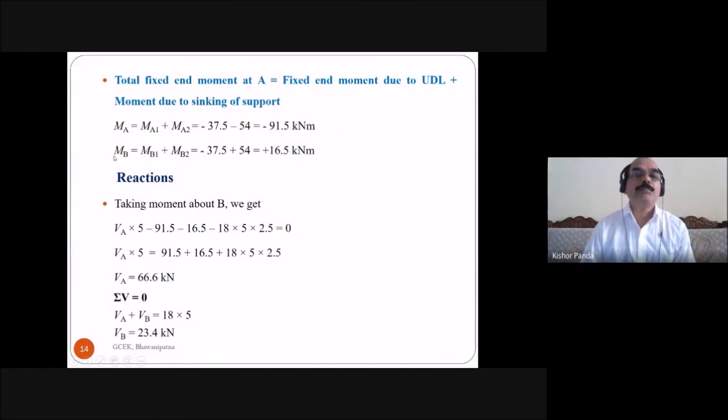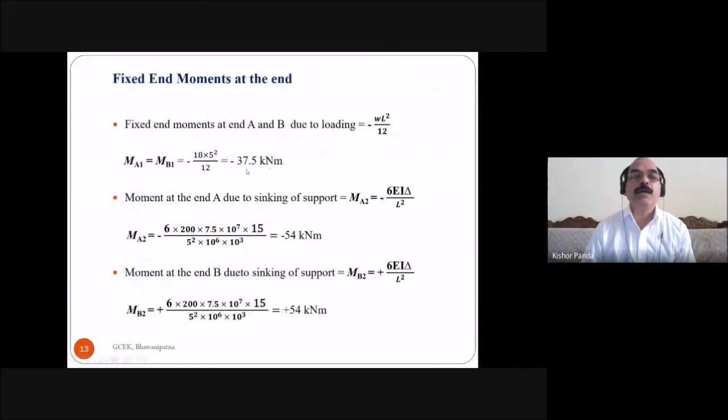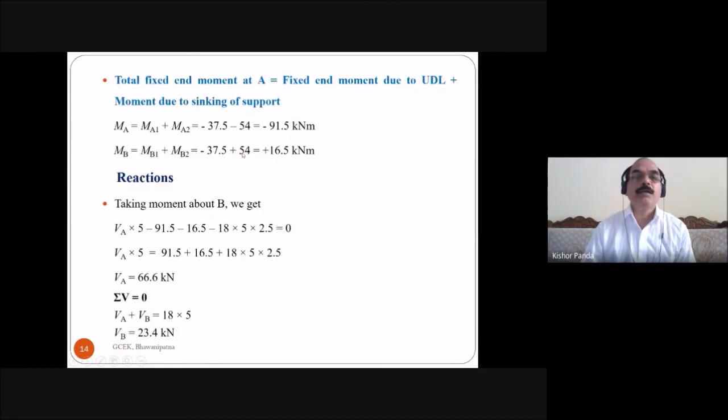Similarly, find out the fixed end moment at B, which is equal to the moment due to UDL plus the moment due to sinking of support. MB is equal to MB1 plus MB2. MB1 is equal to minus 37.5 and MB2 is equal to plus 54. Minus 37.5 plus 54 is equal to plus 16.5 kilonewton meter.